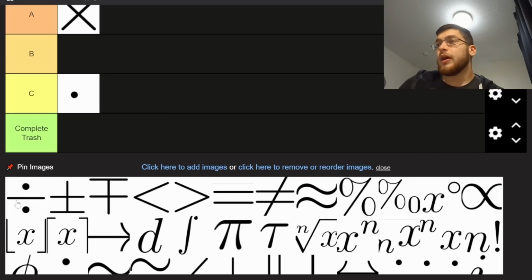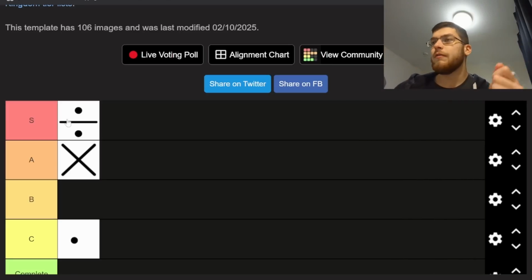The divide symbol. If we take one number and we're dividing it by another number, that's a fraction. Look, dot over dot. It's just dot over dot. It's number over number, which is the same thing as dividing two numbers, right? So it makes perfect sense.